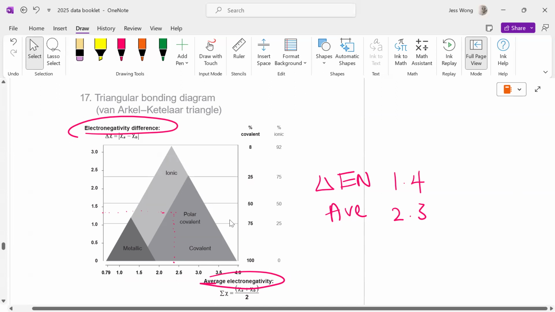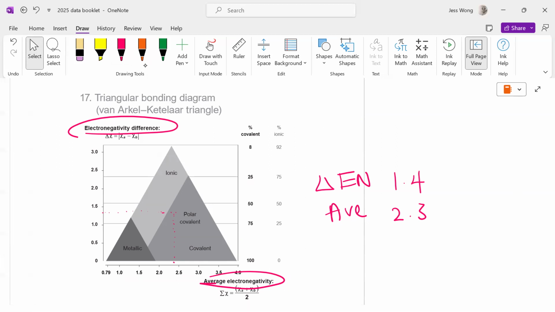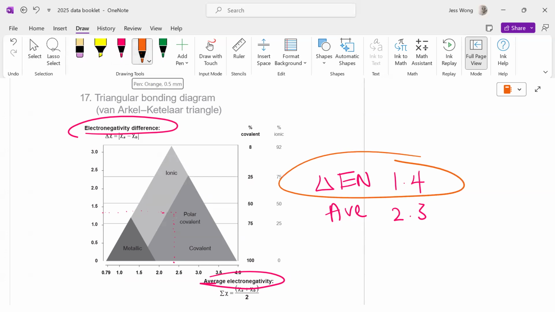Another way that you can know whether something is going to be ionic or covalent, if you are having a metal and non-metal and you don't want to use the triangle bonding diagram, is to look at the electronegativity difference. Generally, if the electronegativity difference is less than 1.8, then it is a covalent compound. Anything 1.8 or higher, generally it will be an ionic compound for the delta EN.